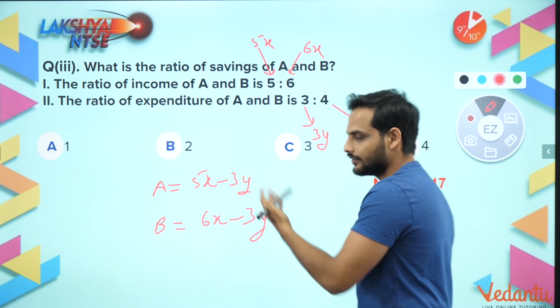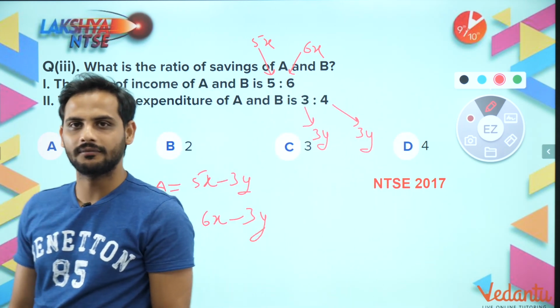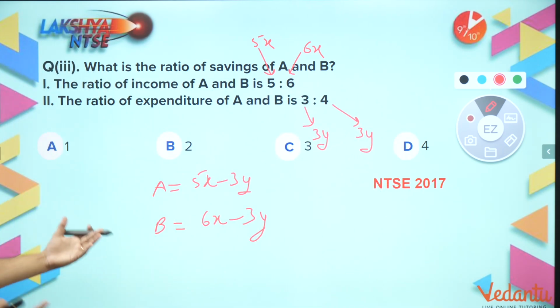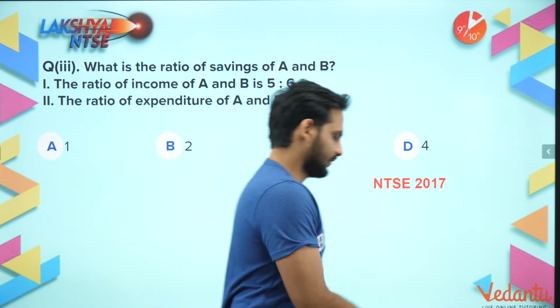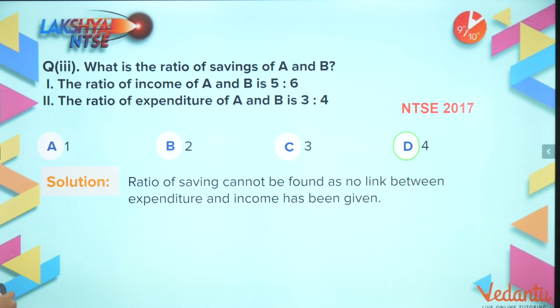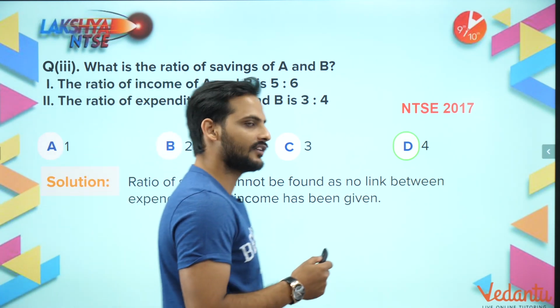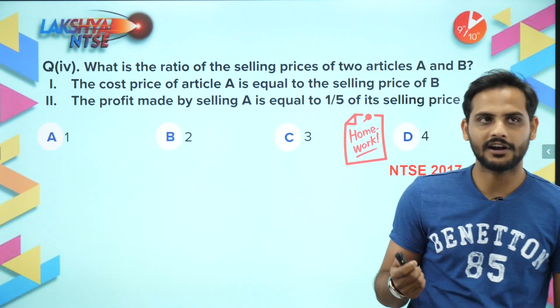But what will I do with this? Yaar, I don't have any equation to solve. How can I solve it further? So what I will say, I need some more extra information. Both cannot be solved. Ratio of saving cannot be found. There is no link between both the data. Let's move to the next question.